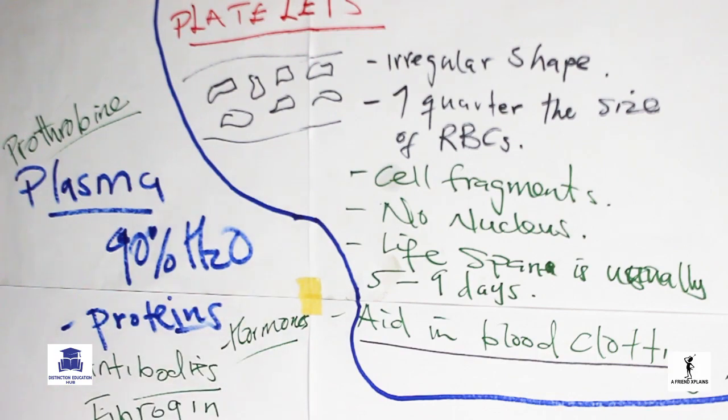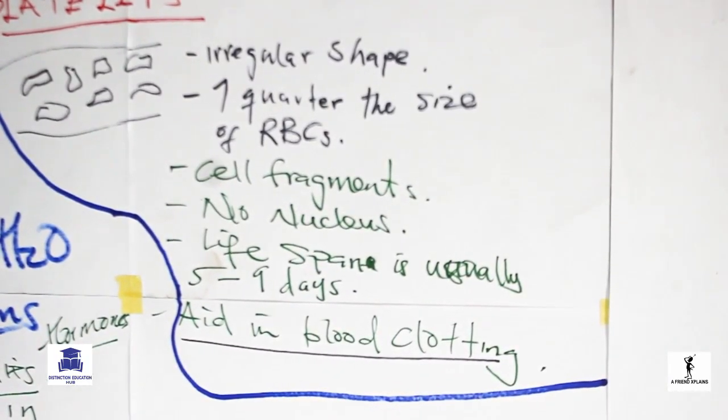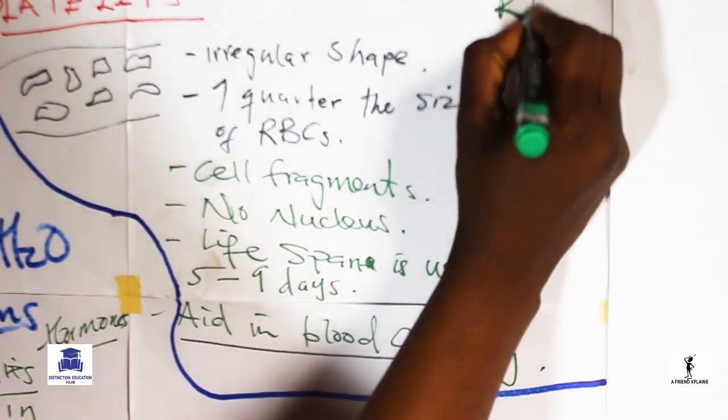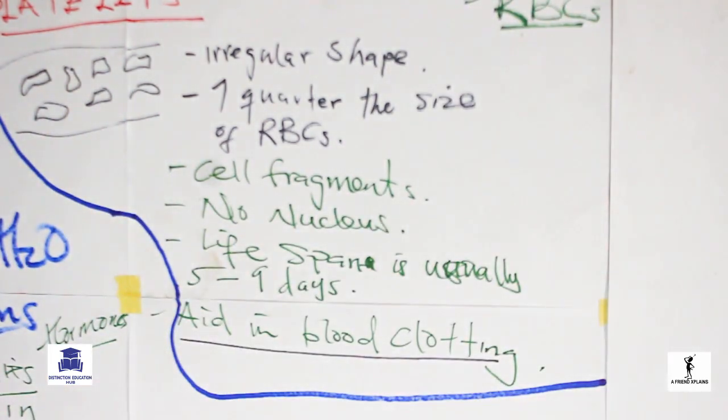So we looked at the composition of blood, and we started by looking at the erythrocyte, which is basically the red blood cell, the RBC. We said that it is responsible for the transporting of oxygen. It consists of hemoglobin, don't forget, and the absence of the nucleus makes it possible for it to carry as many oxygen molecules as possible.